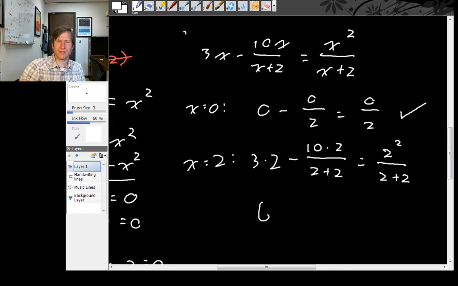So this is 6 minus 10 times 2 is 20 over 4. Is this equal to 4 over 4? 20 over 4 is 5, so 6 minus 5 equals 1. Yes, that checks out too.